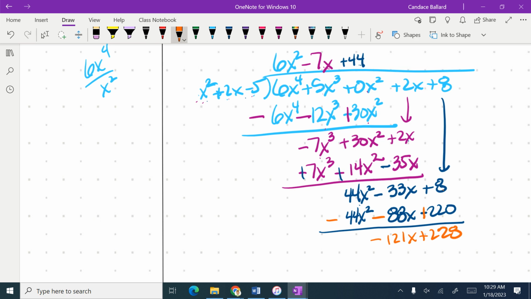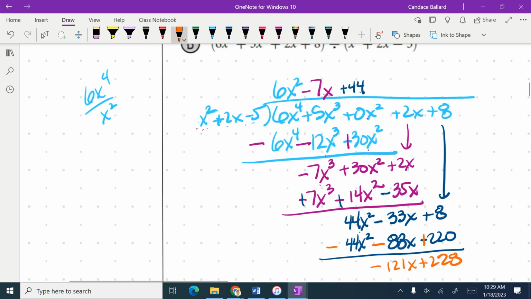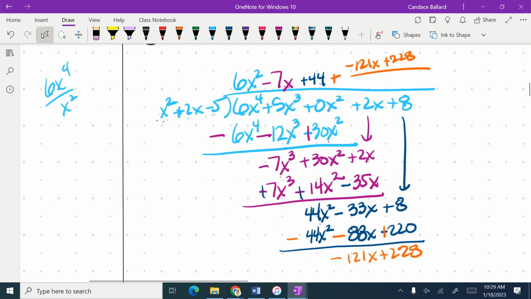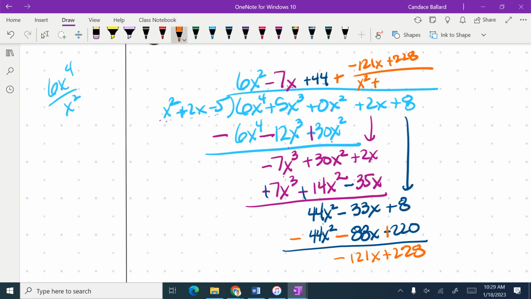That means this weird, ugly thing is the remainder. Okay? So I am going to put a plus here, and then I'm going to go negative 121x plus 228 divided by whatever's out front there: x squared plus 2x minus 5. Now, I purposely picked ones that have the remainder because that's probably where you need practice. If you can get to here, I know you can do one that doesn't have a remainder. Okay, so you can do one with a remainder. You can definitely do one without a remainder.